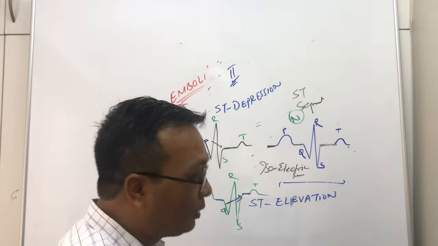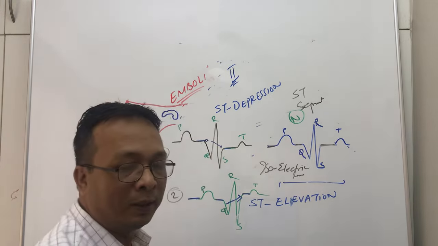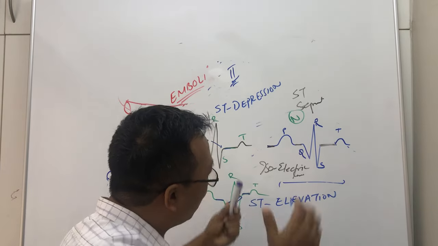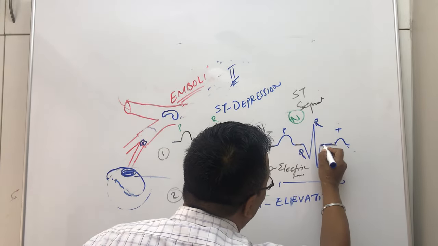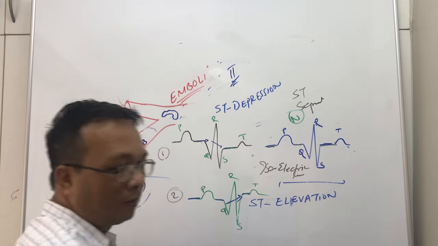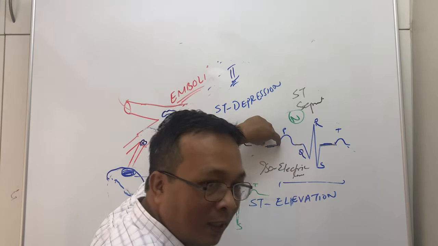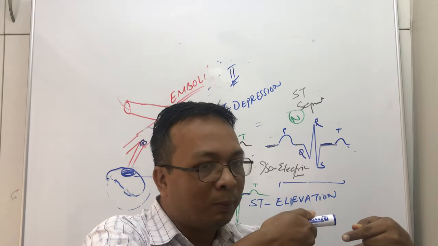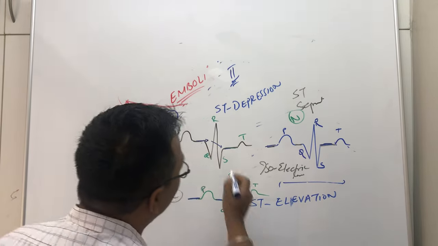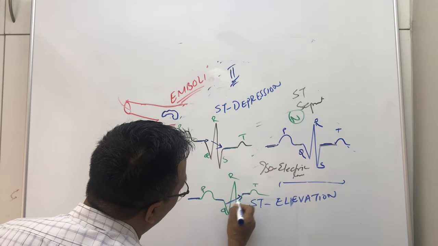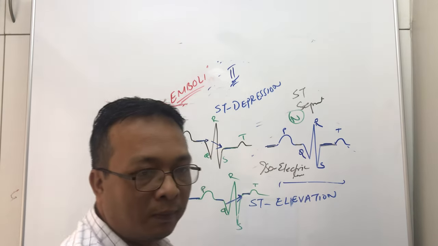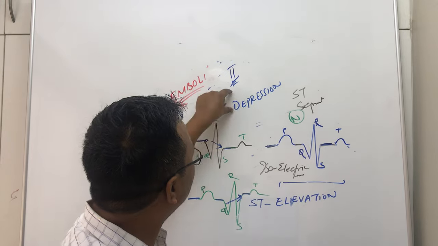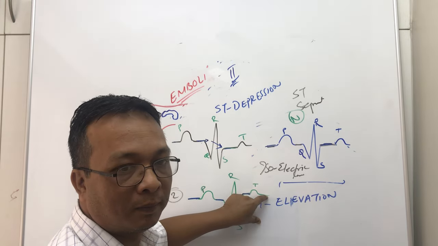Focus on lead 2 and quickly, with all your knowledge, focus on the ST segment, whether it is the same or not. You don't need a scale, you can do it with your eyes. It doesn't need to be perfect. Even a little bit of up and down is not a heart attack. But if it is clearly going up or going down, that is ST elevation or ST depression.